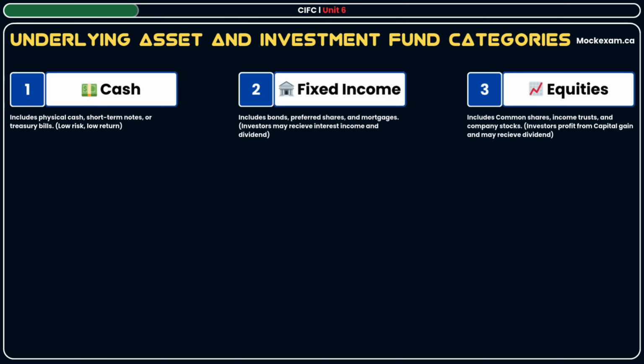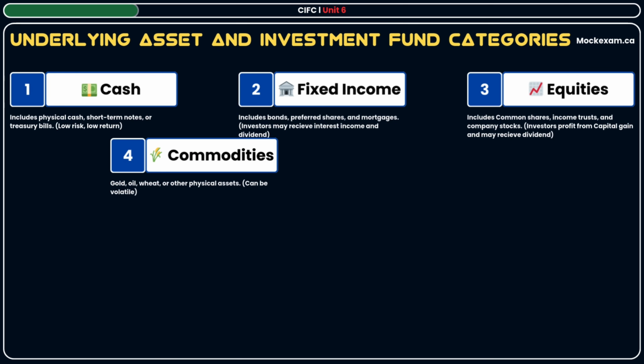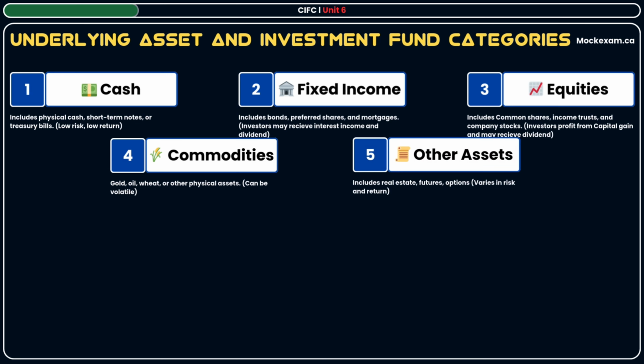The fourth type of underlying asset is commodities. It includes gold, oil, wheat, or any other physical assets. These are very volatile and very risky types of underlying assets. And number 5 is other assets. Whatever we haven't mentioned in the first 4 types of underlying assets is included in the 5th type, which is other assets. This includes real estate, futures, options, and derivatives, and these vary in risk and return.